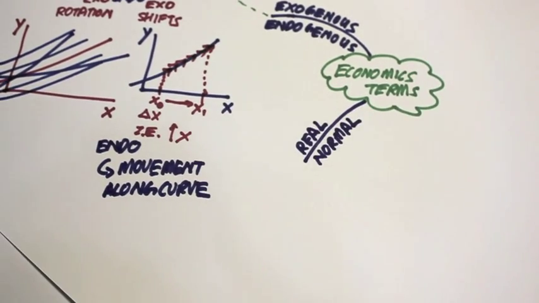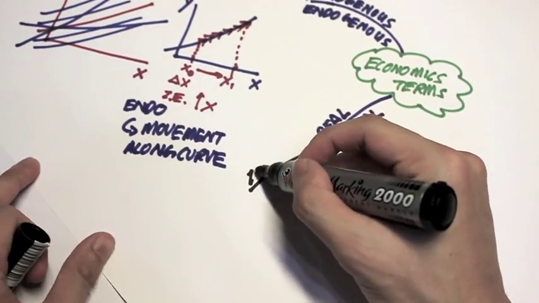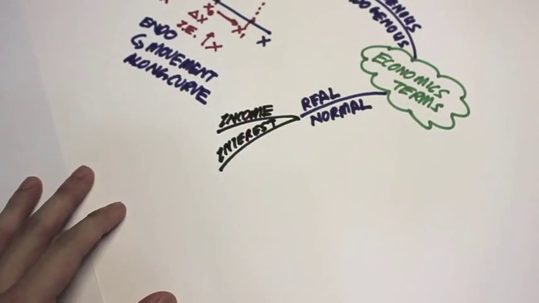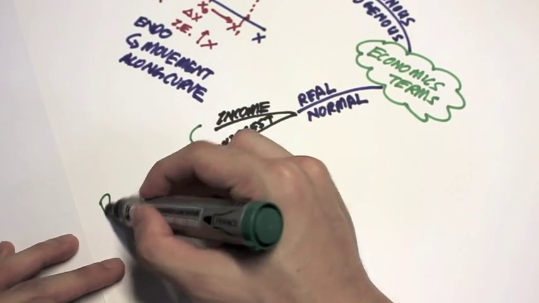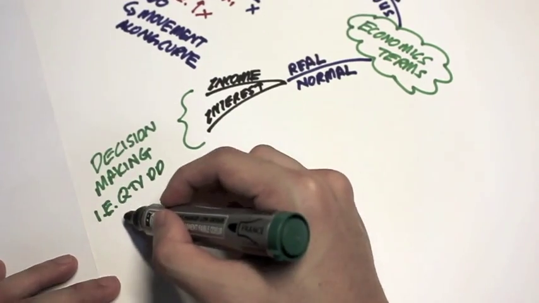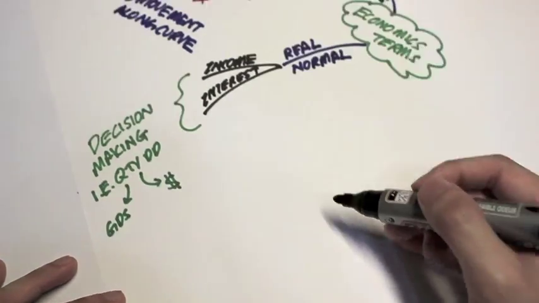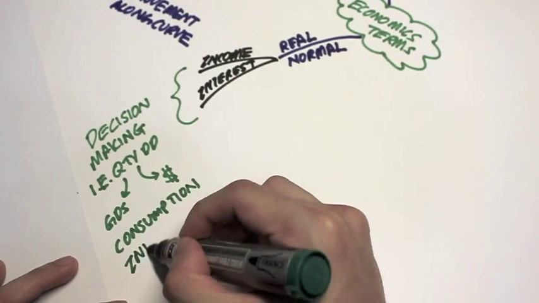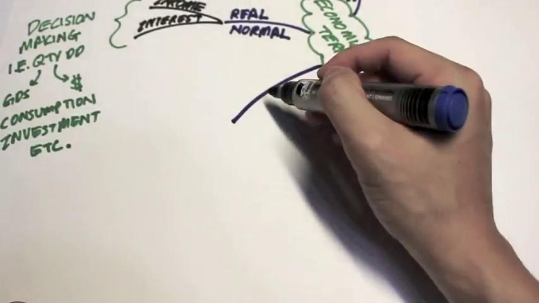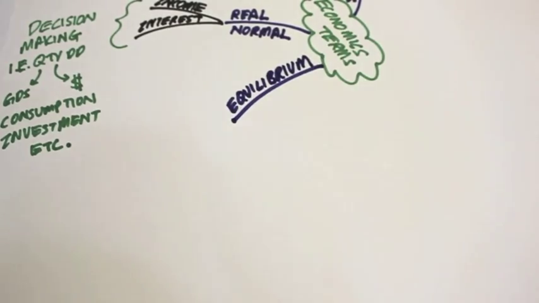We need to talk about real versus nominal variables. And just to give you an example, we've got real income, real interest. The reason why we need to differentiate between real and nominal is because this affects our decision making in any economic model. For example, quantity demanded in terms of goods or the money demanded, consumption, investment, etc. All these things depend on real or nominal variables.